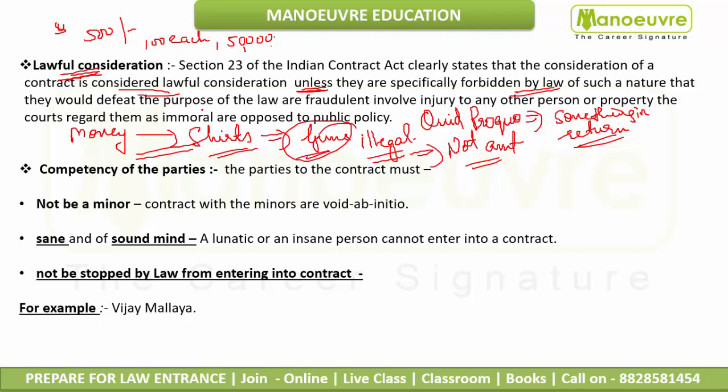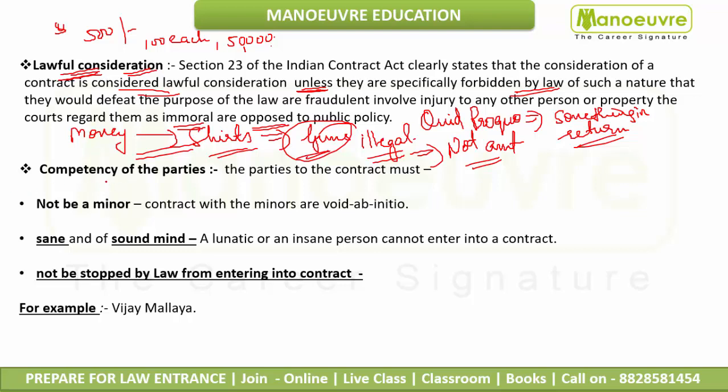Of such a nature that they would defeat the purpose of law, are fraudulent, involve injury to any person or property, or the courts regard them as immoral and opposed to public policy. Correct? So these are the foremost things you should know about what a lawful consideration is. First, you should know what a consideration is, and then how it can be lawful. So one of the most important topics for the essentials is that it should be a lawful consideration.